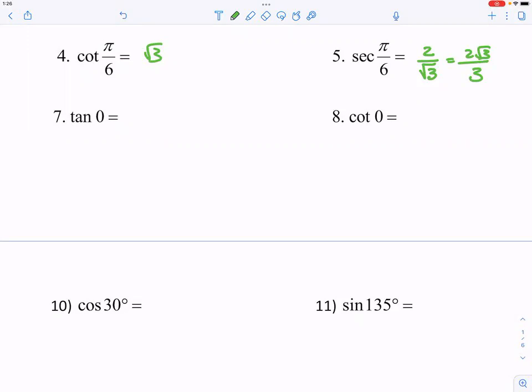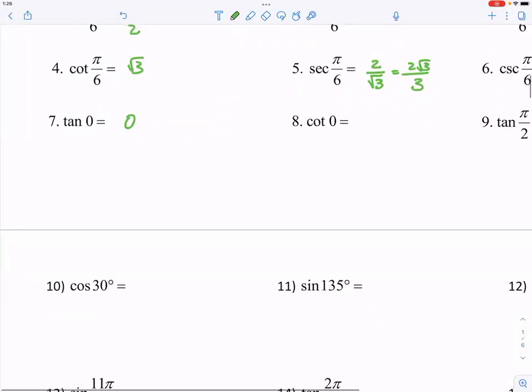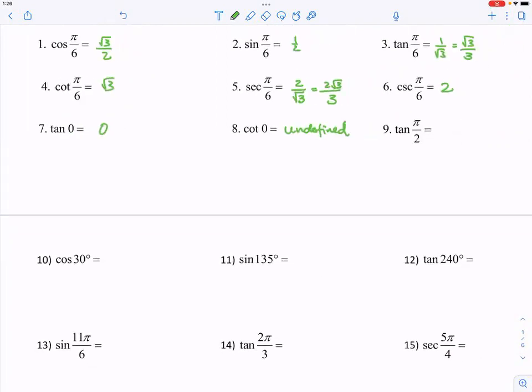So tangent 0 is 0. Cotangent 0 is undefined. Tangent pi over 2, it's also undefined. Now do not write no solution. No solution is no solution. Undefined is undefined. They're two different things.